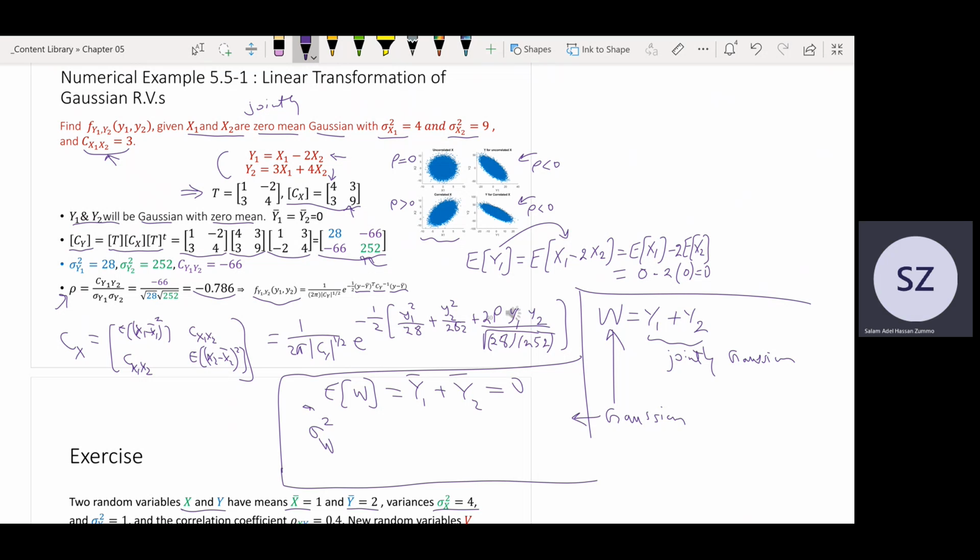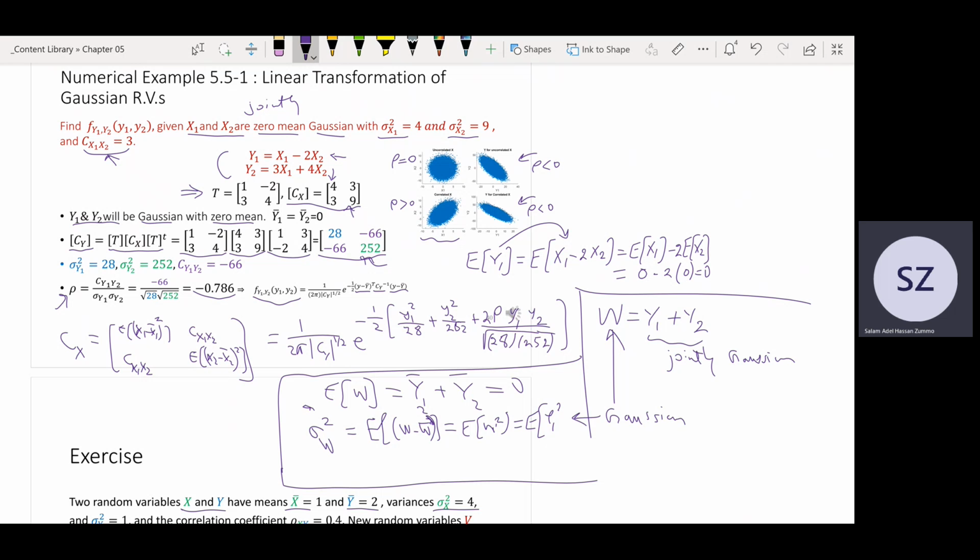This question has no relation to the previous question. So the variance sigma W squared, what is this equal to? Expected value, we always go with the definition, W minus W bar squared, right? In order to find this, you need to write W as Y1 plus Y2 and W bar as equal to 0. So this is equal to the expected value of W squared. But what is W squared?